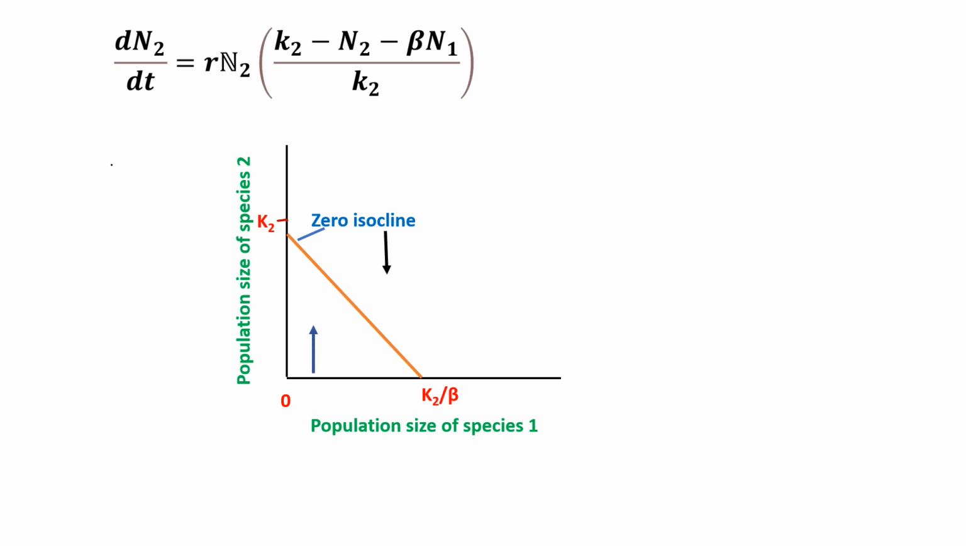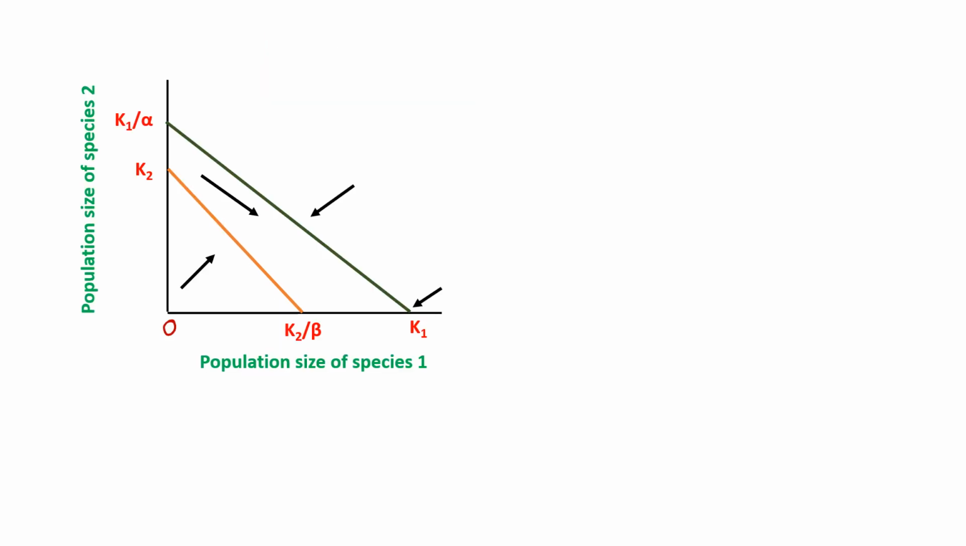When we plot the zero isocline, we get this kind of graph. The meaning and interpretation will be like this. Below the zero isocline, the growth of the population of species 2 will be this, and above the zero isocline, the decline of the population of species 2 is shown by the black arrows. The K2 upon beta we get in the same manner as we got K1 upon alpha for species 1.